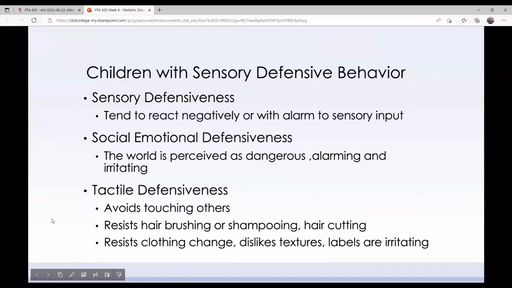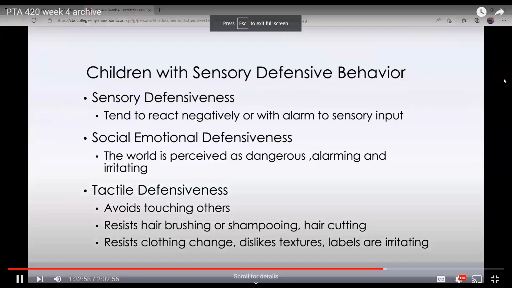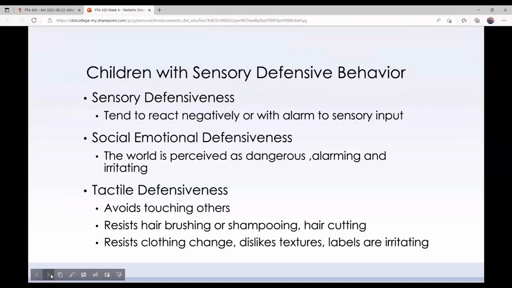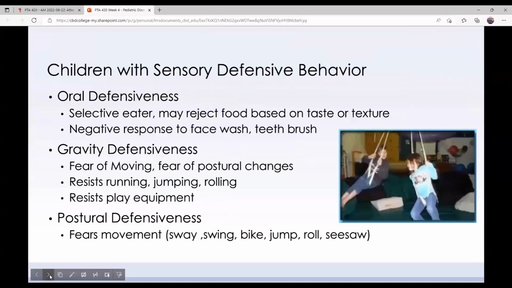There may be other individuals that have defensiveness, and just being aware of this. Some individuals do not like their hair cut, touched, combed. Some individuals don't even like to be touched. Understanding this so that we can approach them appropriately. This is why reading charts is really important.